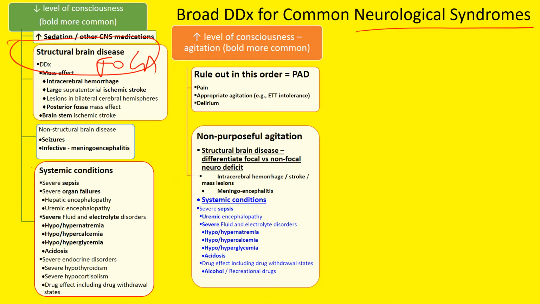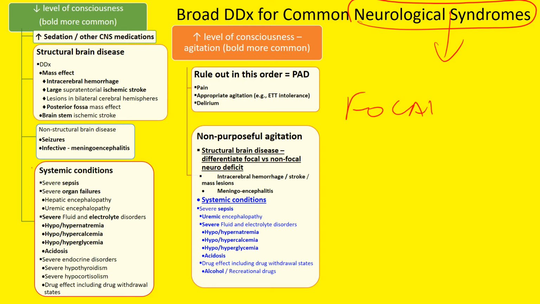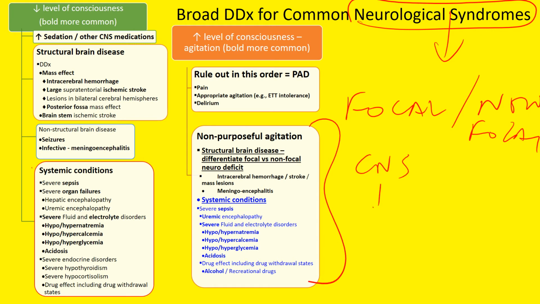Okay, so that's all. Once you identify that this guy has a neurological syndrome, then you talk about focal versus non-focal, so no focal signs, and then you just come to this thing, which is structural versus non-structural CNS diseases, and then non-CNS causes, which are systemic causes. So easy, so easy. Okay.